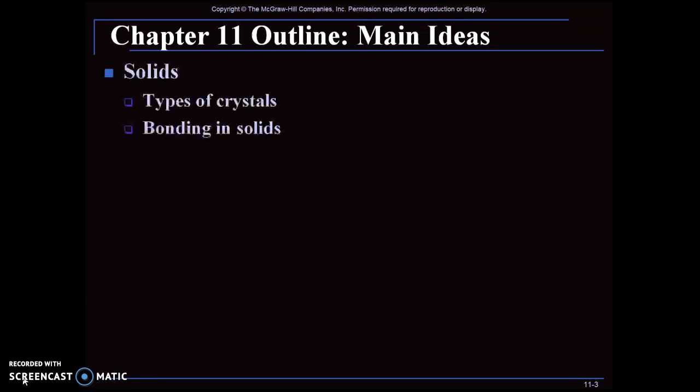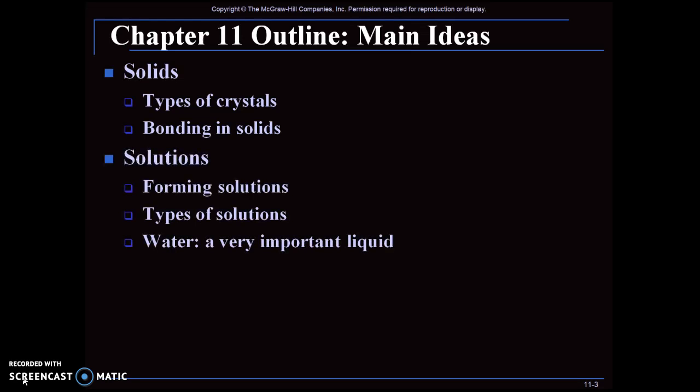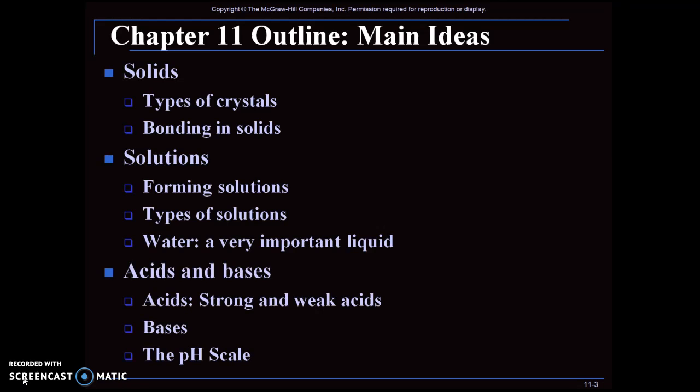The outline of this chapter is we are going to talk about solids, the types of crystals the solids are made up of, and the bonding in solids. And the other variety of materials are solutions, the formation of solutions, types of solutions, and the very important solution which is water. We're going to talk more about water, and then acids and bases, strong acids, strong bases, and the pH scale.